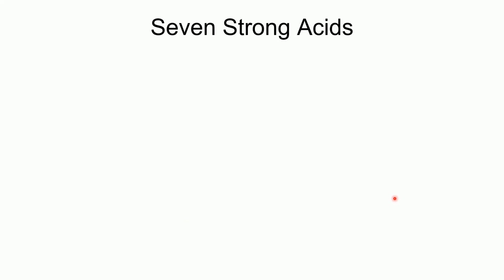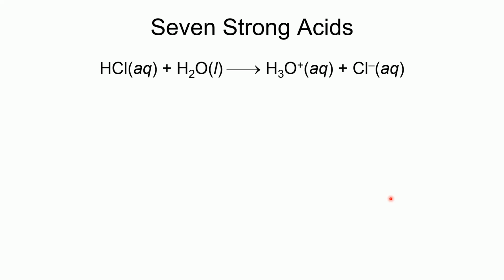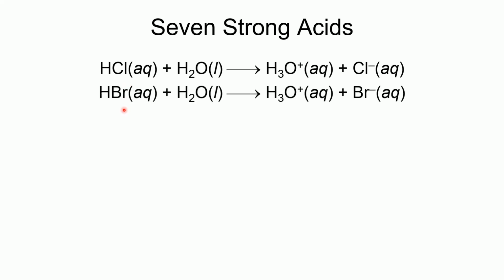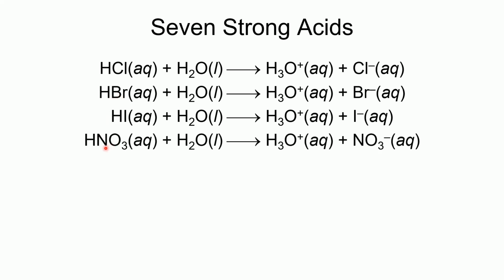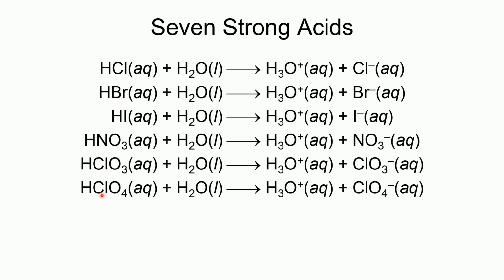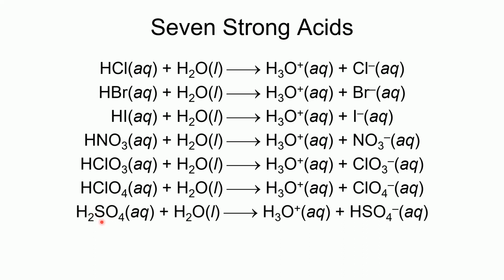During the first semester, I taught you, or somebody taught you, that there were 7 strong acids. You do need to have these memorized: hydrochloric acid, hydrobromic acid, hydroiodic acid. Those are easy because they're all in group 7. The only one in group 7 that's not strong is HF. We also have nitric acid, chloric acid, perchloric acid, and sulfuric acid. These are all considered strong acids, and they dissociate essentially 100% when we put them into water.